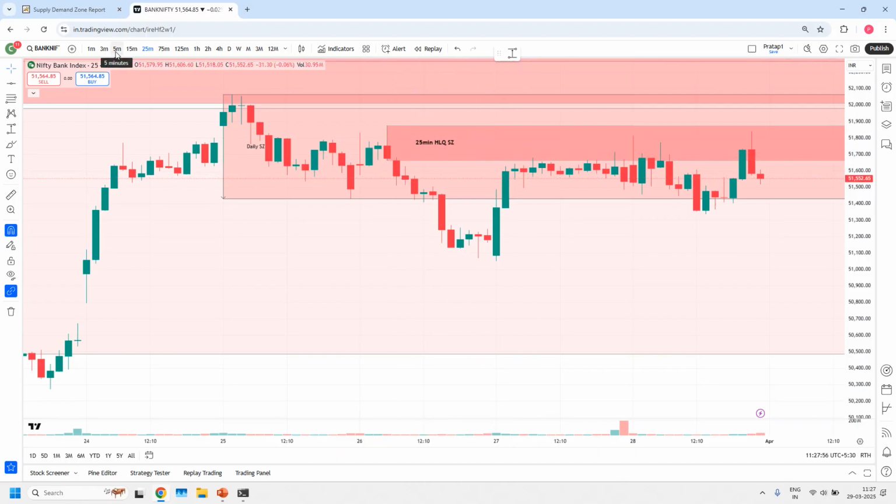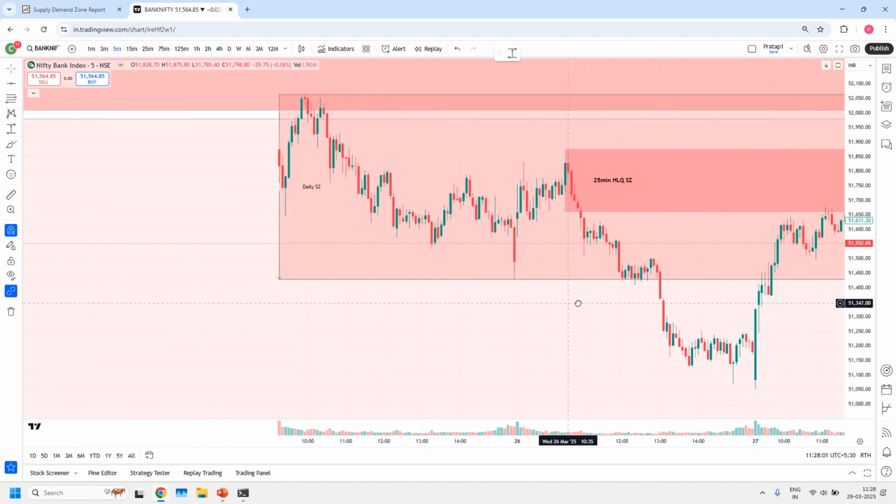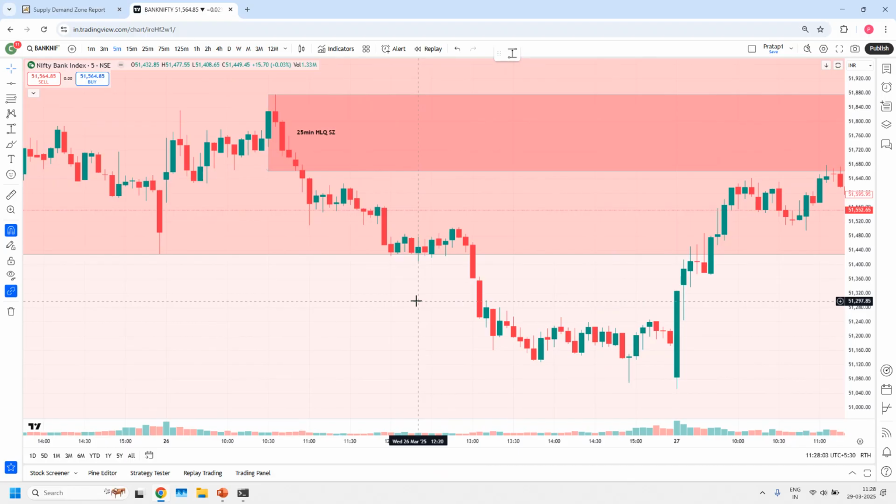Okay, I am going to 5 minutes. Again, I will come back to 25 minutes. Just I want to show you here. Is it having a fine tuned zone? Yes. It is having a rally base drop is there.